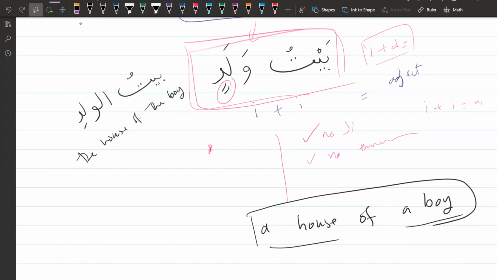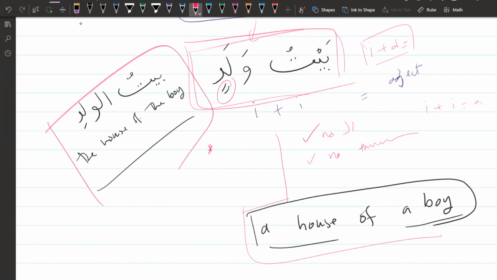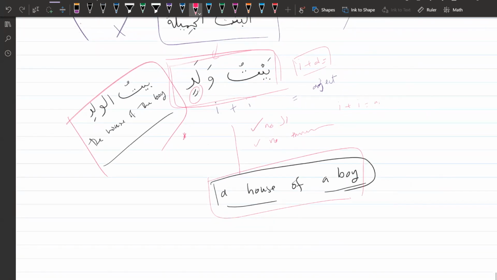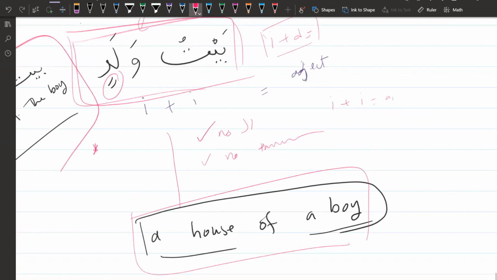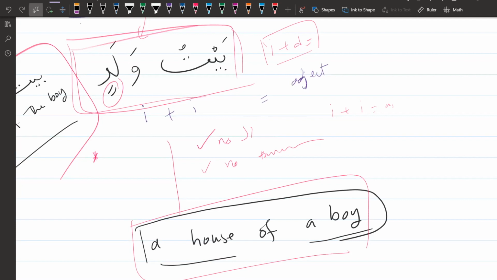Okay, so as you can see, this is more interesting. This makes more sense, and that's how we'll be using it. But this something comes, you know, for example, in English, if you want to say something like a house of a boy, how would you say? You can use indefinite idafa. This is called indefinite idafa.